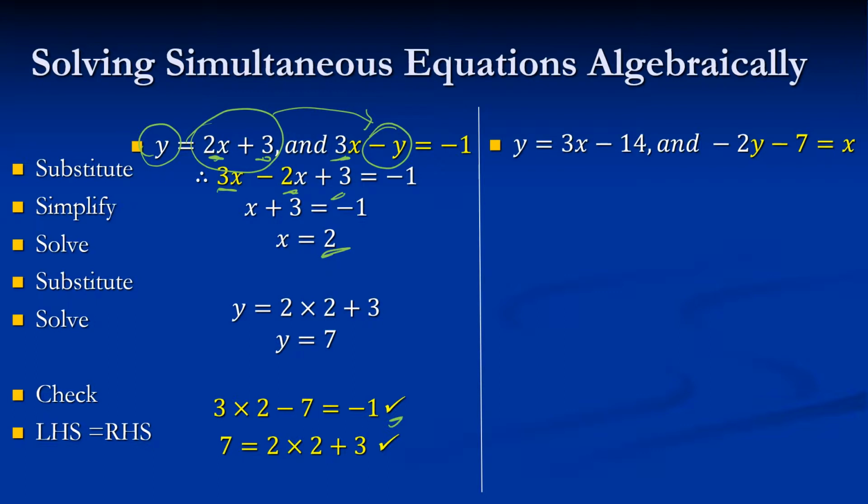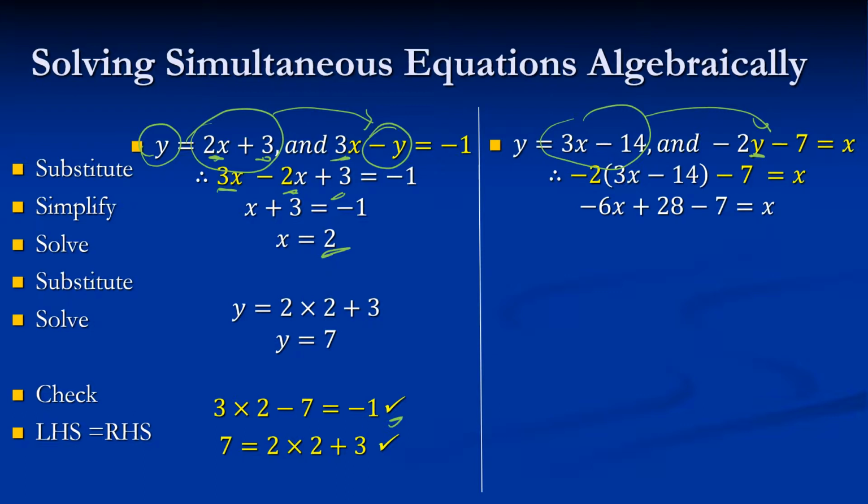So y equals 3x, take 14, and -2y, take 7 equal x. So this time we can just substitute in one for the other. And so we can see that I'm going to substitute, in this case, my y value is given over here. So I'm just going to replace that into this other equation. So that expression into that equation. So -2 times 3x and -2 times -14 takes 7 equal x. So we're saying -6x plus 28 because -2 times -14 is 28, and then we take 7 equal x.